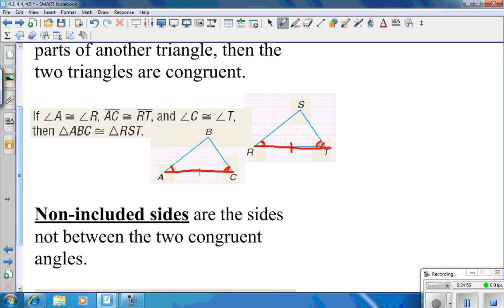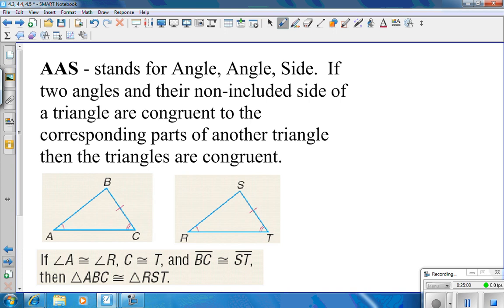Now, non-included sides are the ones that are not beside it. This is the only different one. It's called angle, angle, side. So if you have an angle, another angle, and then a side, okay? And they're kind of hard to recognize, so you have to be careful. Angle, angle, side, you can also prove that it's congruent.